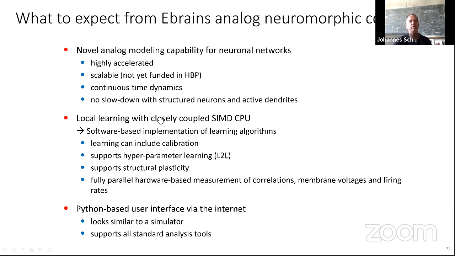Then you can implement local learning with closely coupled SIMD CPU. That means a software-based implementation for your learning algorithm that keeps the flexibility you need to test and try different learning algorithms and parameters of them. And learning also can include the calibration of the analog imperfections. It supports hyperparameter learning because it can freely change all parameters, and it supports structural plasticity and a fully parallel hardware-based measurement of correlations, membrane voltage, and firing rates.